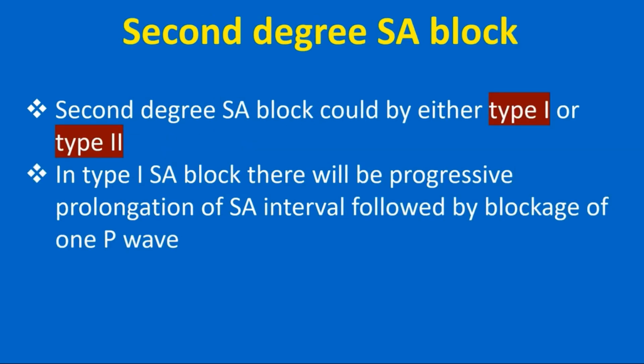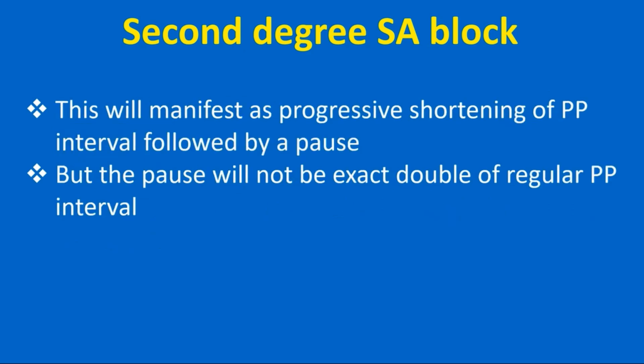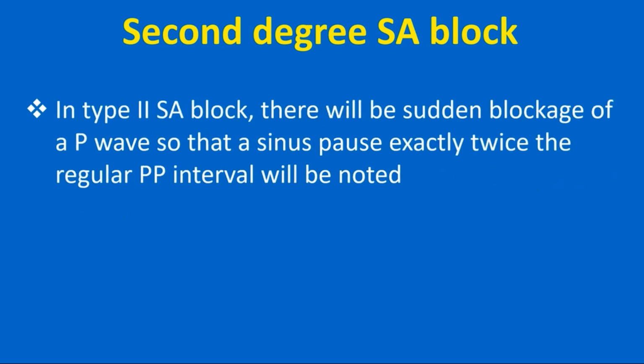Second degree SA block could be either type 1 or type 2. In type 1 SA block, there will be progressive prolongation of SA interval followed by blockage of one P wave. This will manifest as progressive shortening of PP interval followed by a pause. But the pause will not be exact double of regular PP interval. In type 2 SA block, there will be sudden blockage of a P wave so that a sinus pause exactly twice the regular PP interval will be noted.